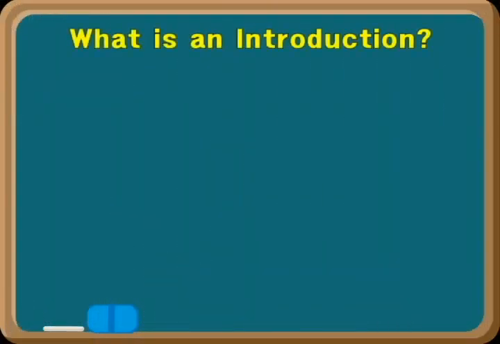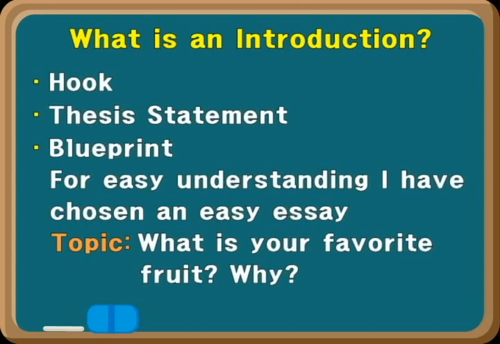What is an introduction? An introduction serves as a brief outline of the essay, informing your reader what they are about to read. It is literally introducing the essay to the reader and letting them know what they can expect to read. The introduction is made of three elements. First, a hook. Second, a thesis statement. And third, blueprint. All of these should be done in order.